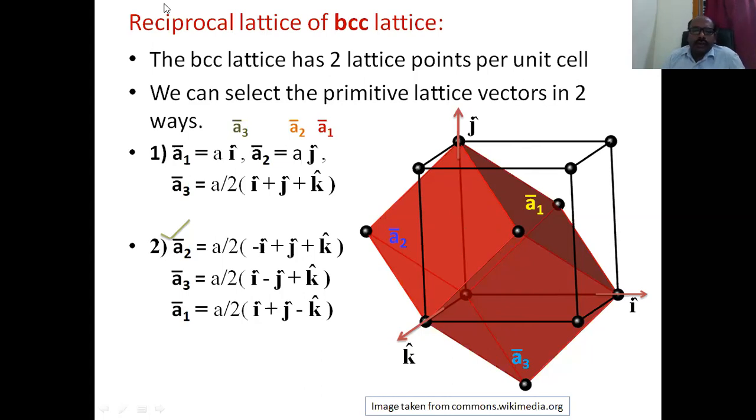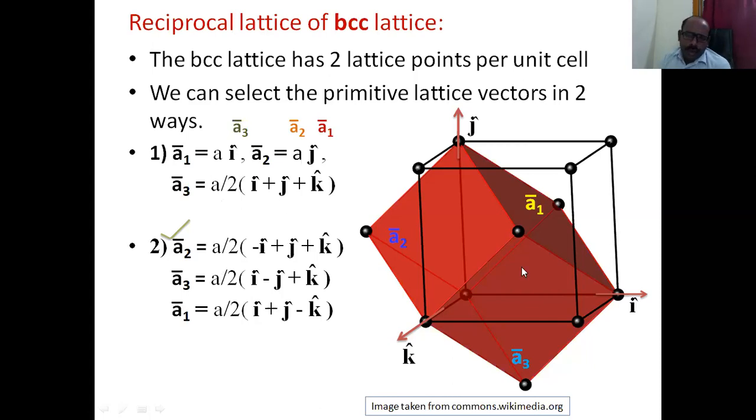cubic lattice. Here, since there are two lattice points per unit cell, we can select a set of basis vectors. It is one set of basis vectors, and it is another set of basis vectors. Since there are two lattice points, we can select two sets of basis vectors. It is one type and it is another type. This is more symmetrical: here two are in one format and the other is in another format, and this is the more symmetrical format.